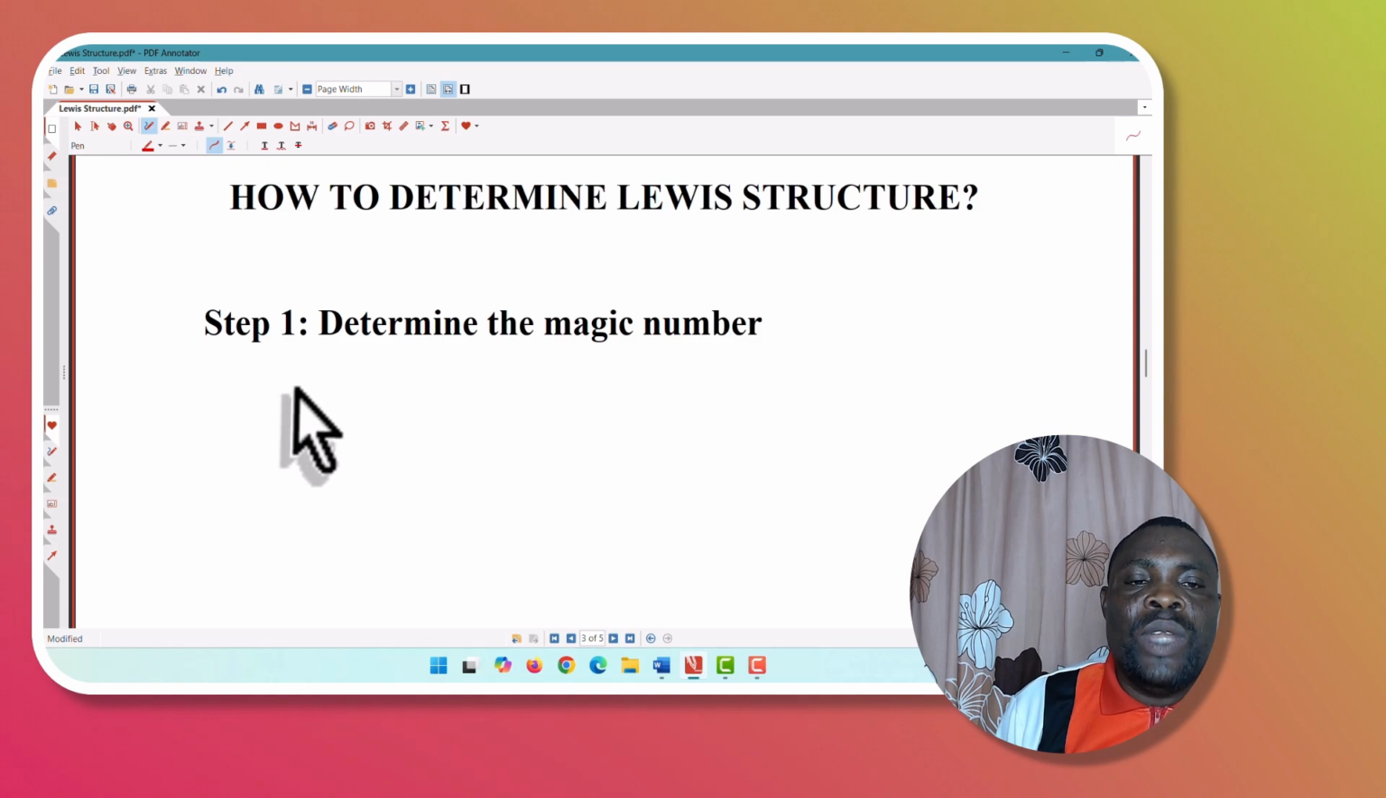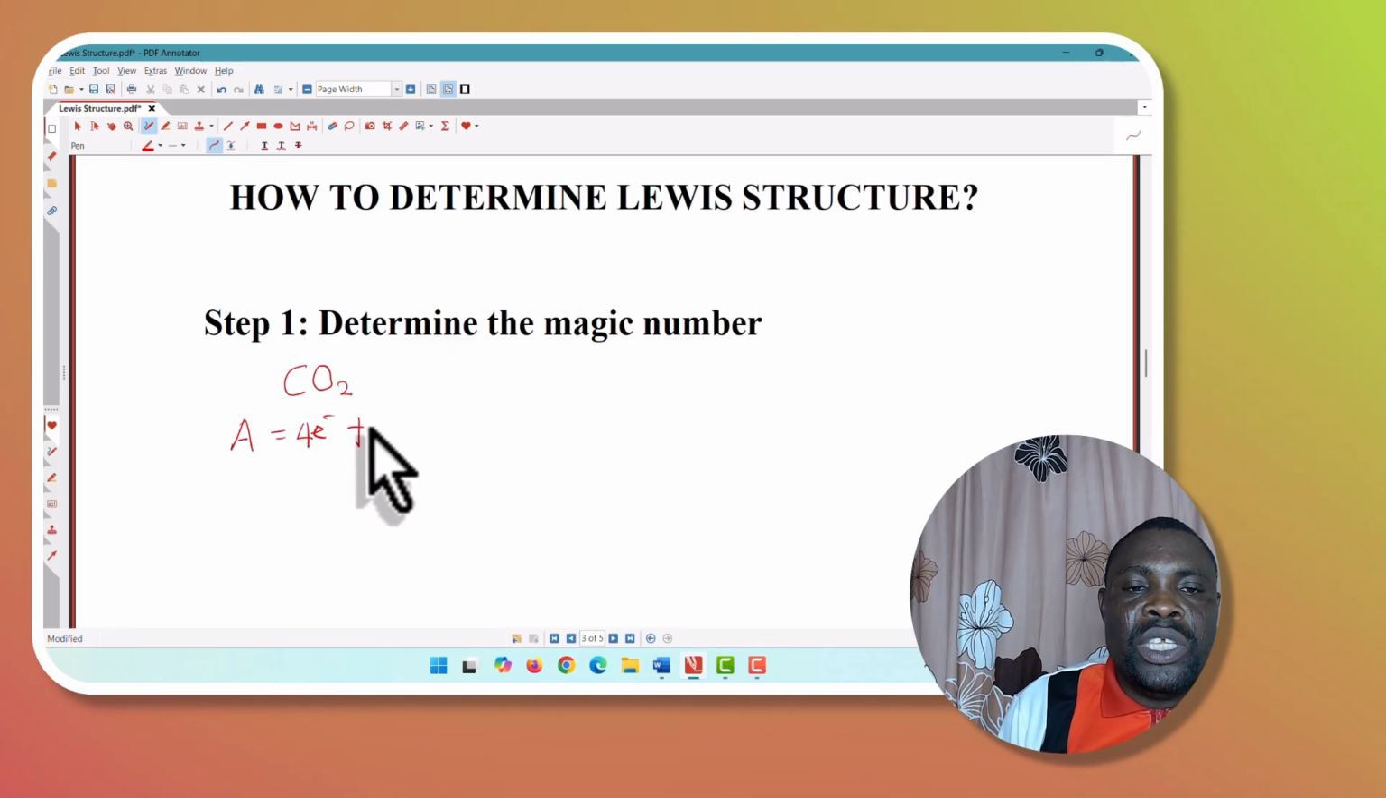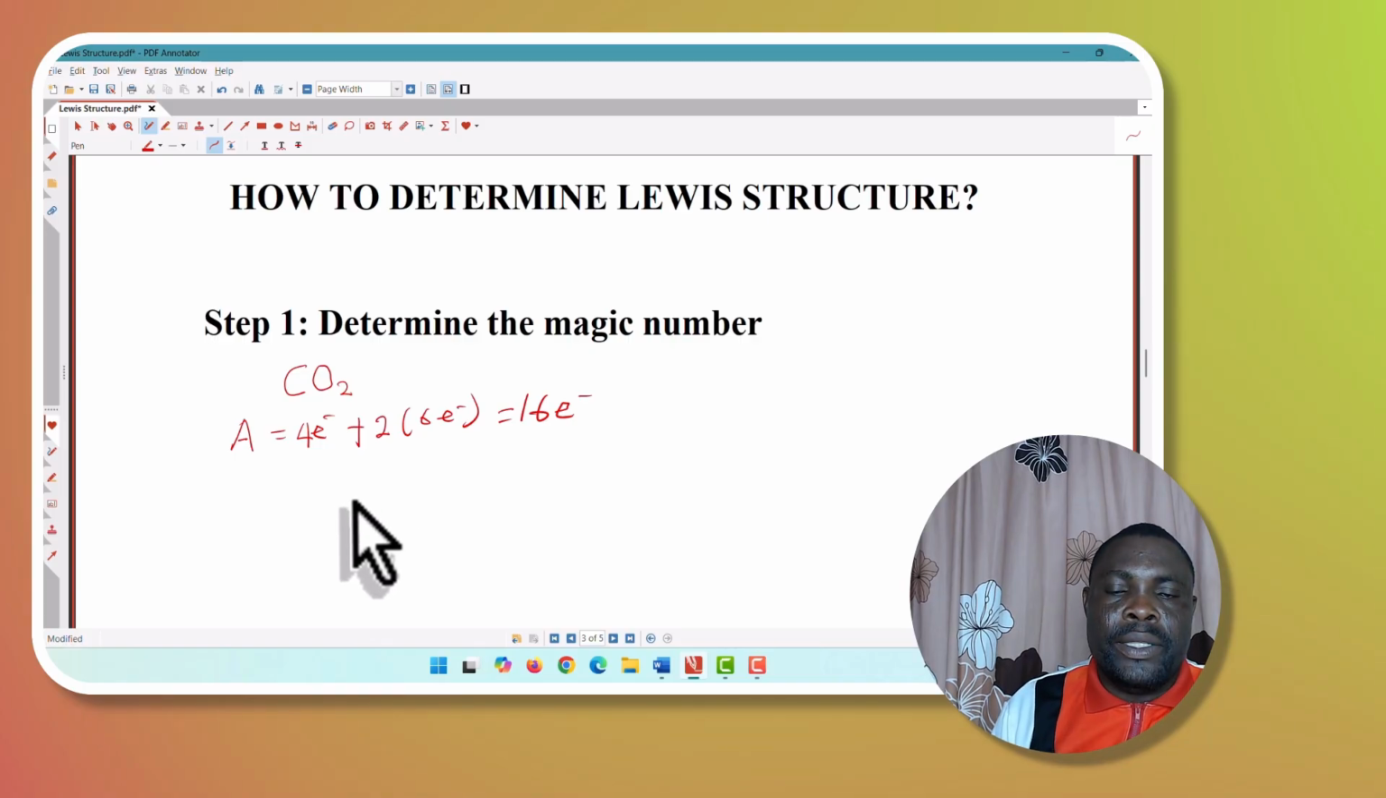Now, how do we calculate the available electrons? Let's take, for example, CO2. Now, available electron, let's represent it with A. So A stands for available electrons. Now, carbon is in group 4, so carbon will have 4 valence electrons. Oxygen is in group 6, so oxygen will have 6 valence electrons. So if you add up, you get 16 valence electrons. So for carbon dioxide, the magic number is 16.